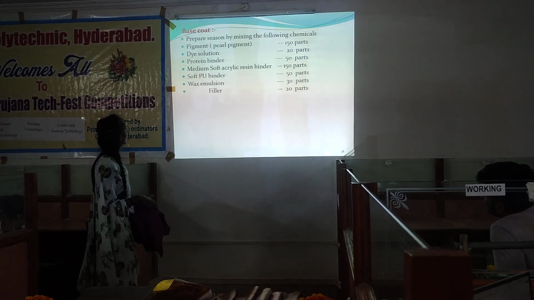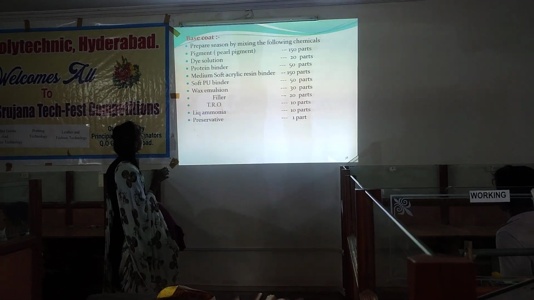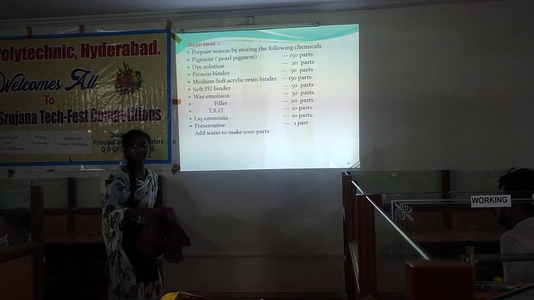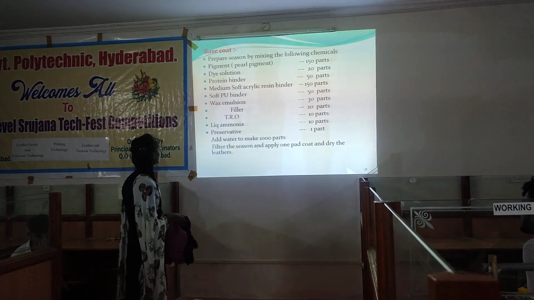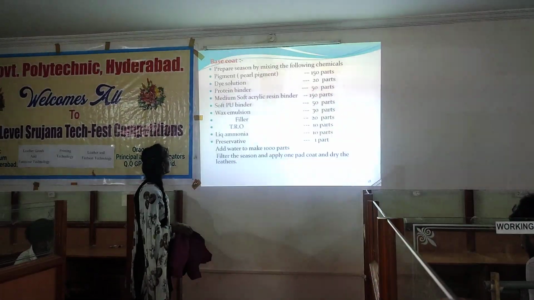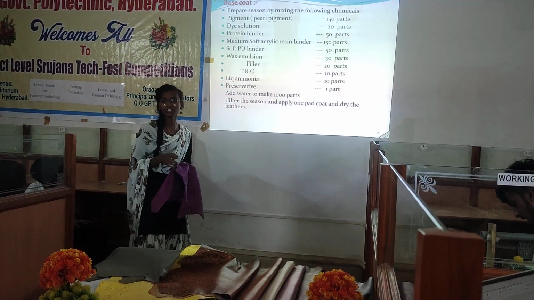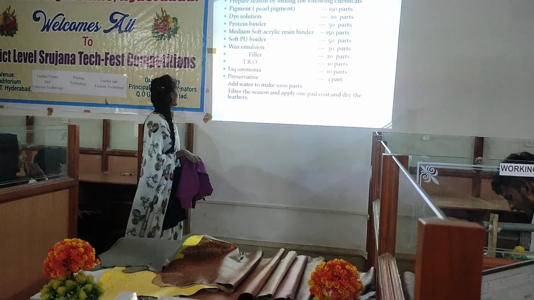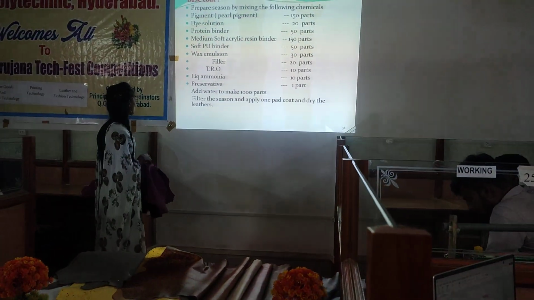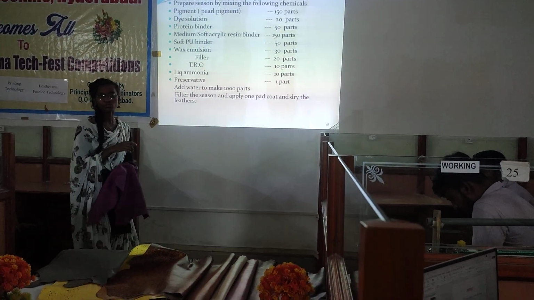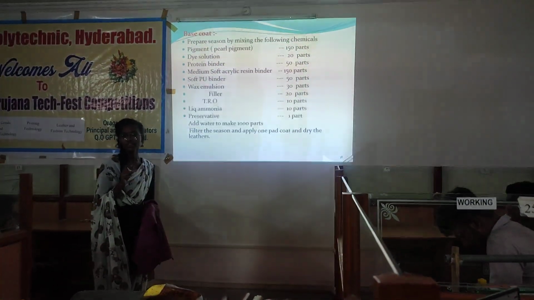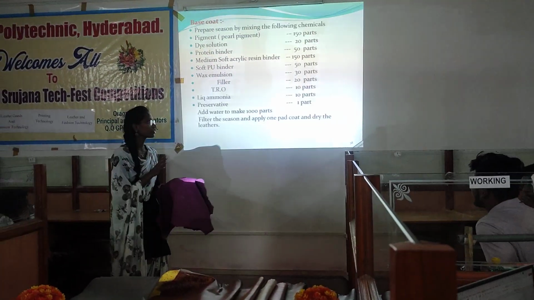Base coat. Prepare a season by using pigment dye solution, protein binder, medium soft acrylic resin binder, soft PU binder, wax emulsion, filter, TRO. TRO is nothing but turkey red oil, liquid ammonia, preservative. And we have to add water and make a season. We have to filter the season and apply it on the leather.